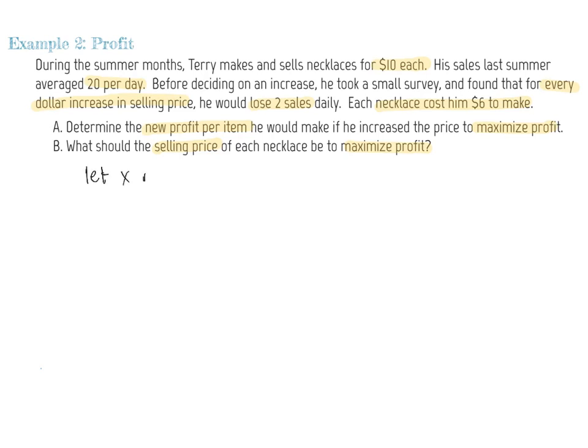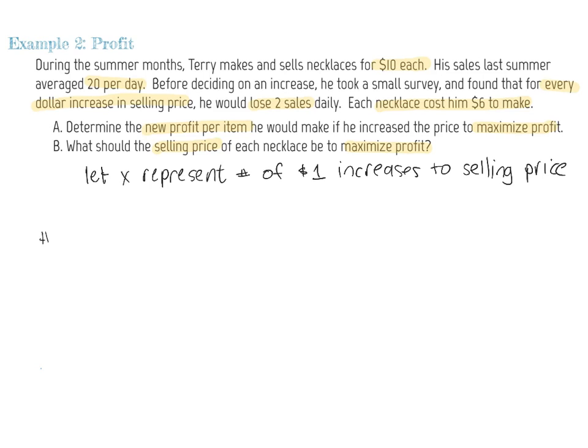First thing we need to do is define our variable. So we let x represent, again, the number of increases in price. So each increase is $1, so x represents the number of $1 increases in the price of the necklace. Once we've done that, we can set up a table to relate all the information we have together so that we can create our function. So first we look at the number of necklaces that we sell, and we look at the profit made for each necklace.